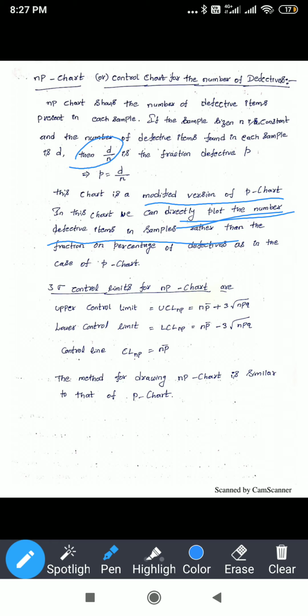Here, the formula for the NP chart is 3 sigma control limits for NP chart. Upper control limit is NP bar plus 3 into square root of NPQ, and LCL is NP bar minus 3 into square root of NPQ. Here, CL is NP bar. The method for drawing the NP chart is similar to that of the P chart. Now come to the problem.